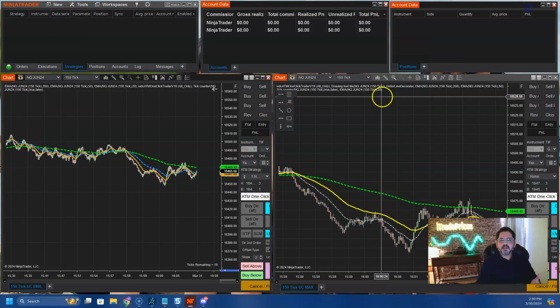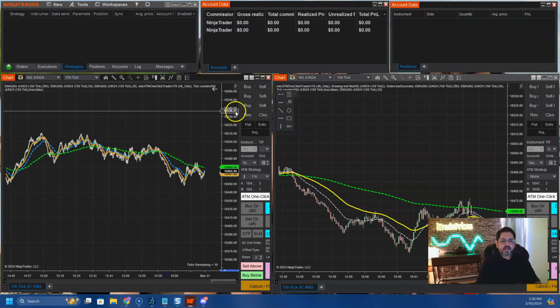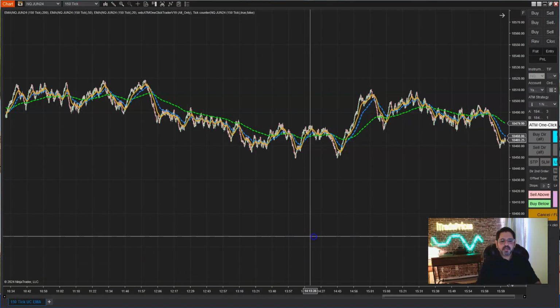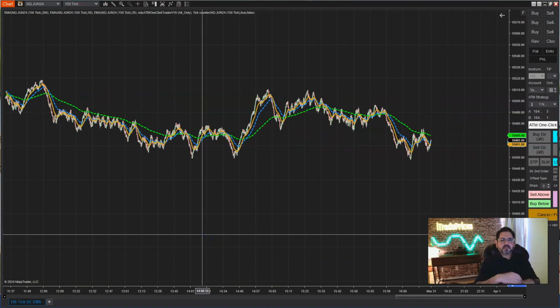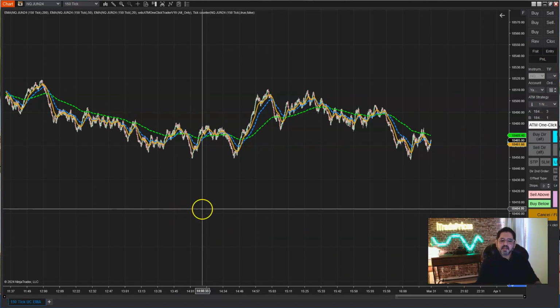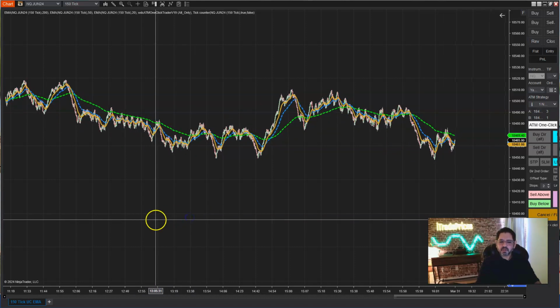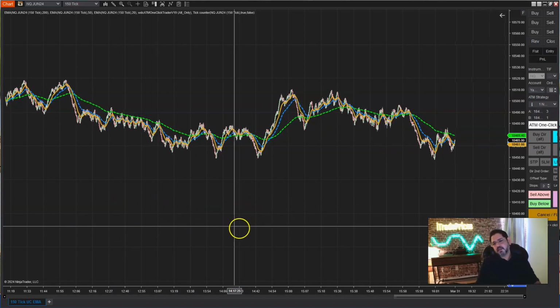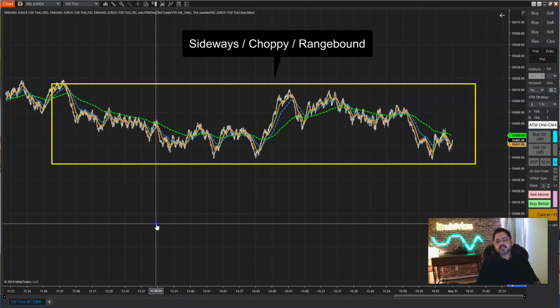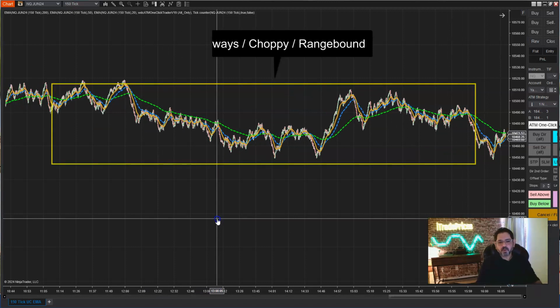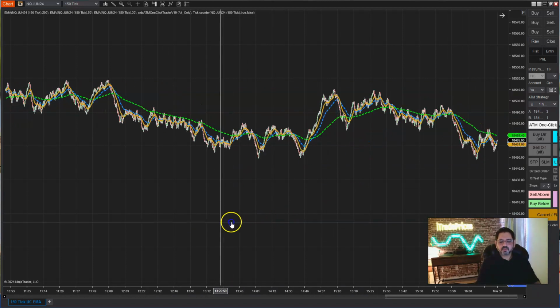So let's go to NinjaTrader, for example. If you zoom out, let's say this is a 150 tick chart, you can see that 75% of the time, 70% of the time, the charts are not trending. They are in some sort of range. They are sideways, choppy, whatever you want to call it. Look at this one.